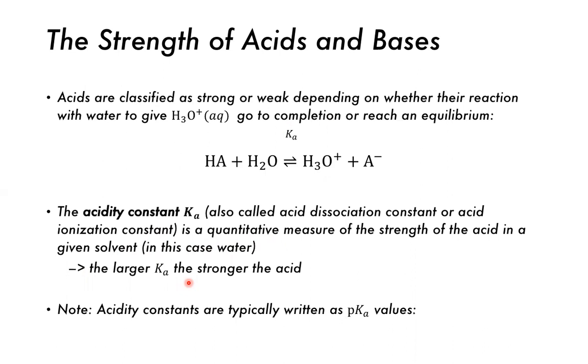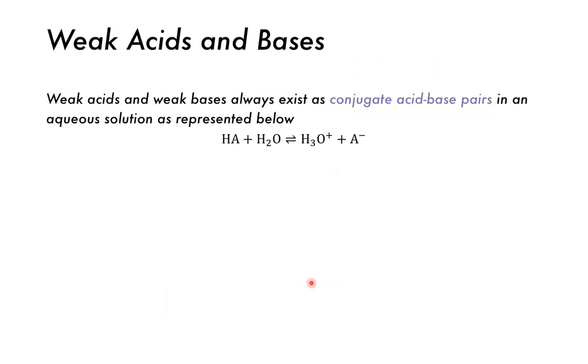Note, acidity constants are typically written as pKa values, where pKa is equal to the minus log Ka. So weak acids and weak bases exist as conjugate acid-base pairs in an aqueous solution as represented below. HA plus H2O is in equilibrium with H3O plus and A minus.